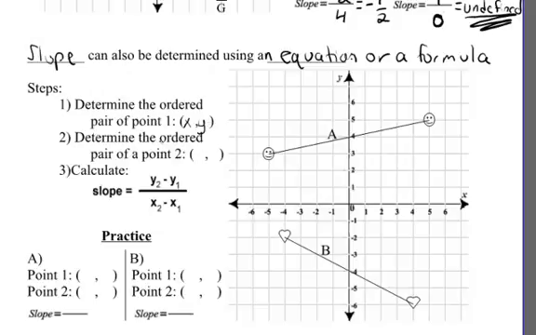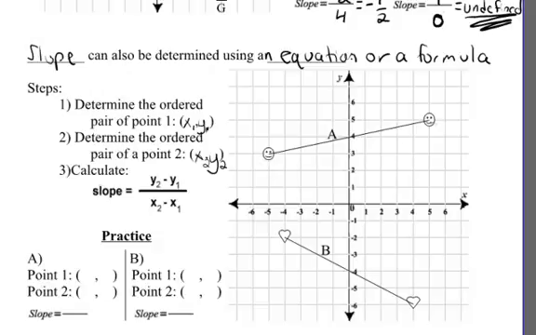Secondly, we're going to determine the ordered pair of point 2. So the second point. Again, x, y. We're going to calculate the slope using y2 minus y1 over x2 minus x1. So let's go up here and make this a little more clear. So this is going to be x1, this is going to be y1, this is going to be x2, this is going to be y2. Okay? So let's practice.